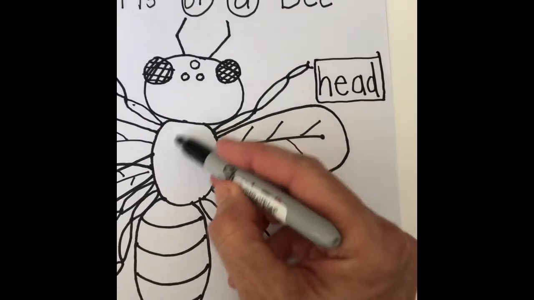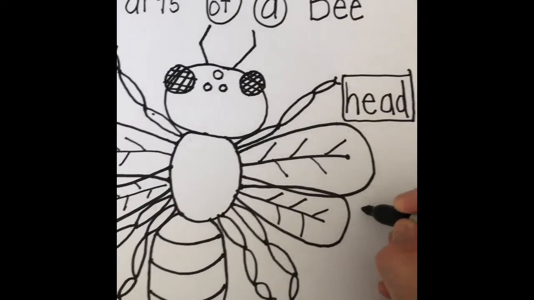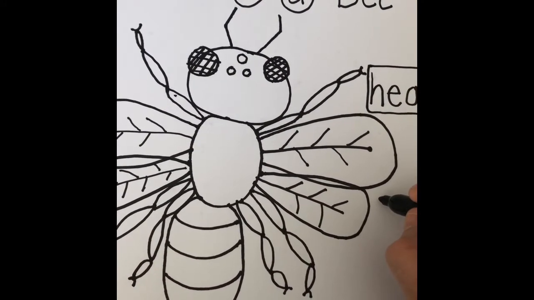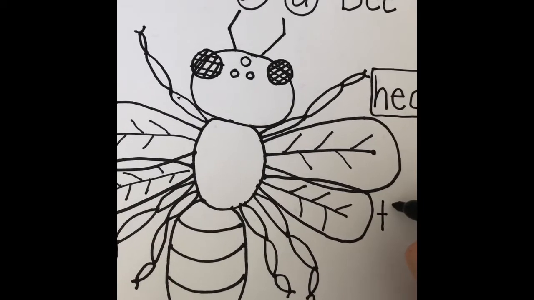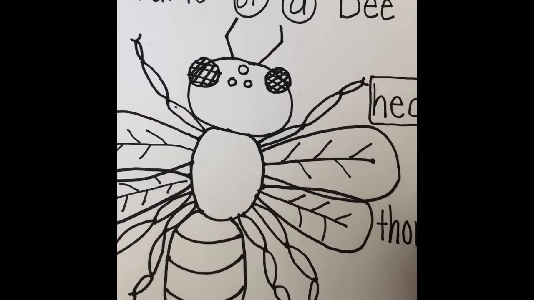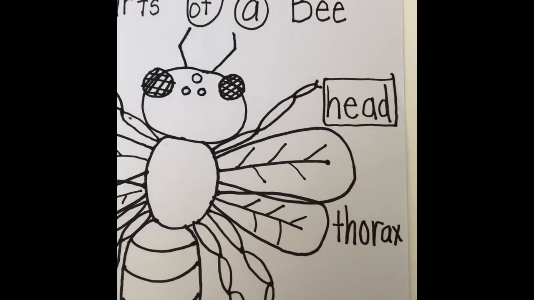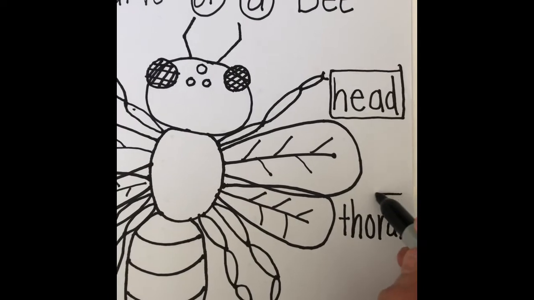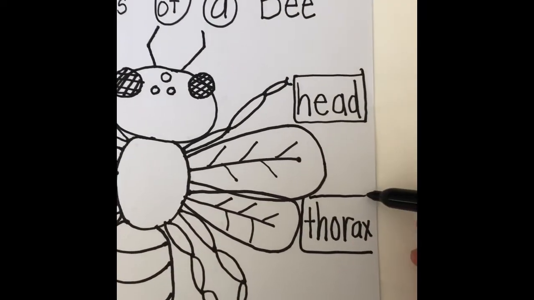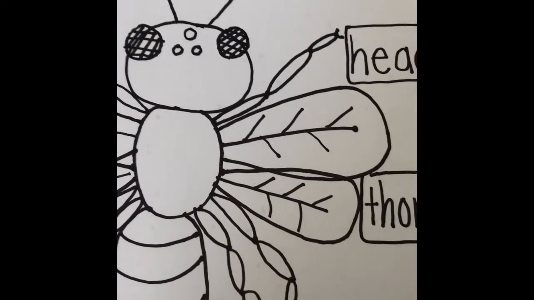And then the middle part is the thorax. So over in this space, I don't have a lot of space, but I can fit it in if I write it kind of skinny. Thorax. And I'm going to put a box around that word because that is an important part of our bee.